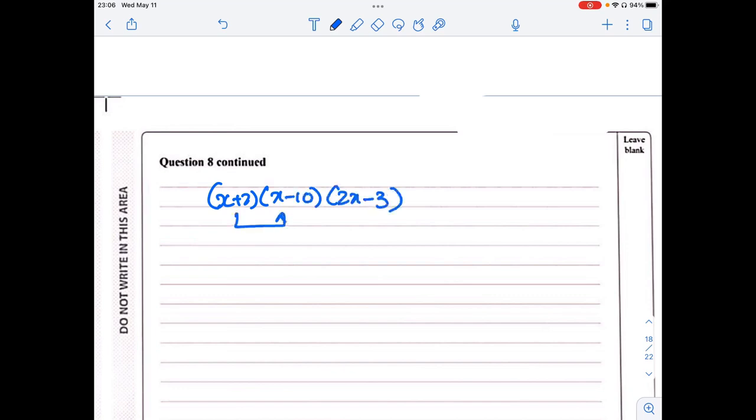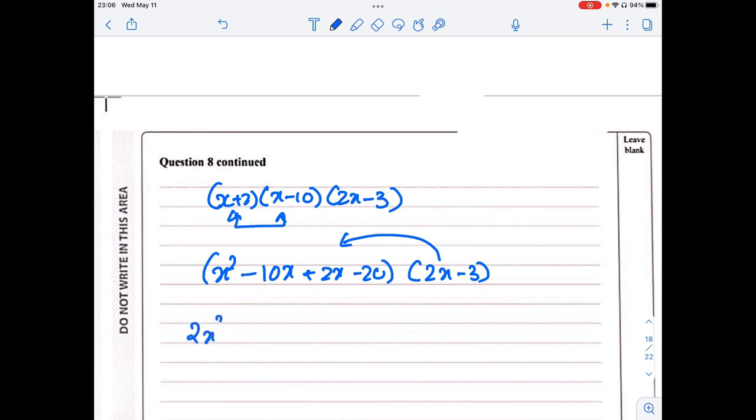So first multiply these two brackets, so it becomes x squared minus 10x plus 2x minus 20 times 2x minus 3. So multiply 2x with each of the terms, it becomes 2x cubed minus 20x squared plus 4x squared minus 40x. Then multiply with negative 3 all the terms, minus 3x squared plus 30x minus 6x plus 60.